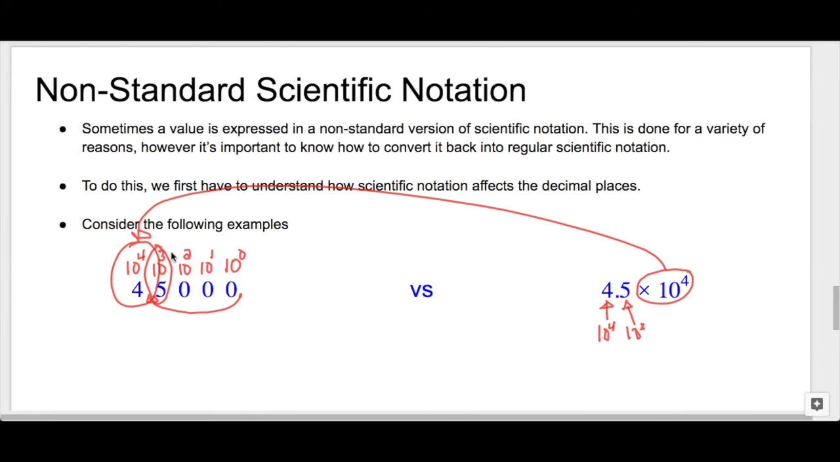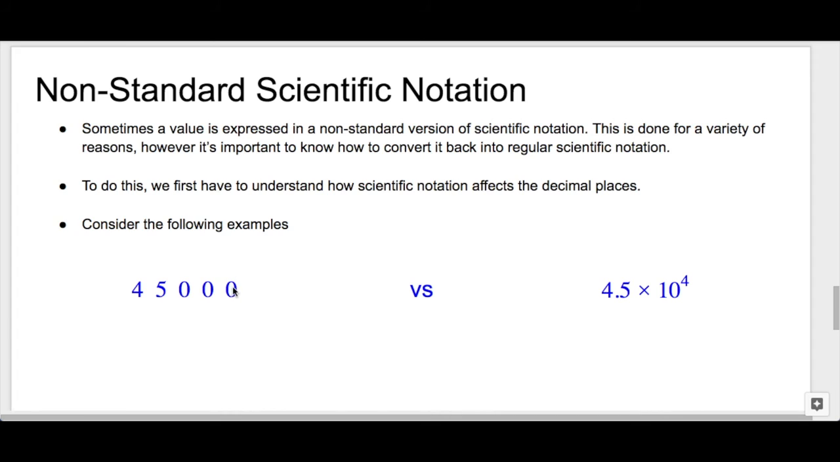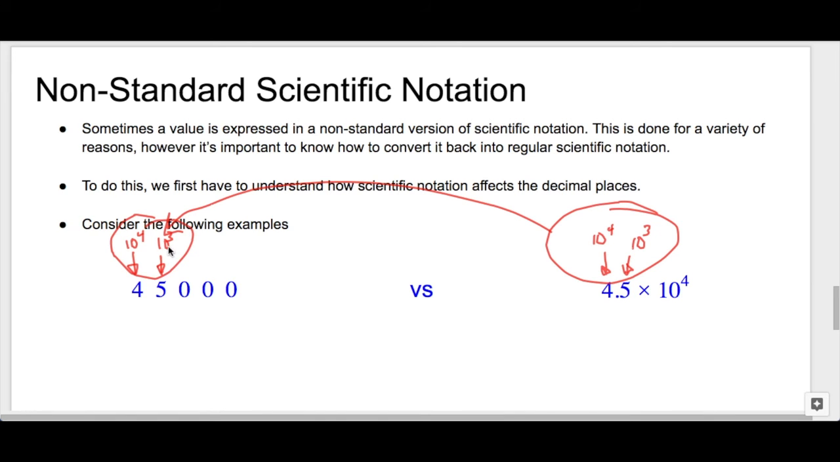So let's review that again. This is your ones column, tens, hundreds, thousands, 10,000s. Let's look at this one specifically here. That is 10 to the 4. This here is 10 to the 3. That corresponds to what this number is here. This 4 is still 10 to the 4, so we write it as 10 to the 4 like this. And this 5 here is 10 to the 3. As you can see, these line up with these.